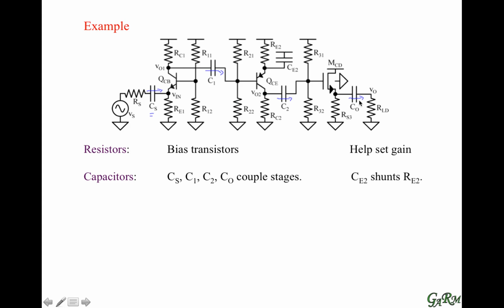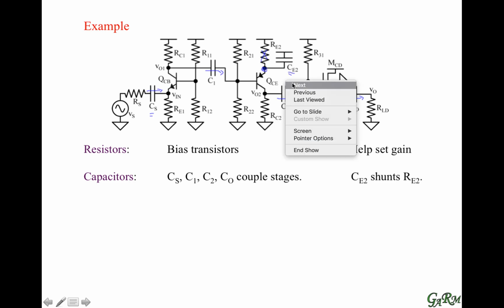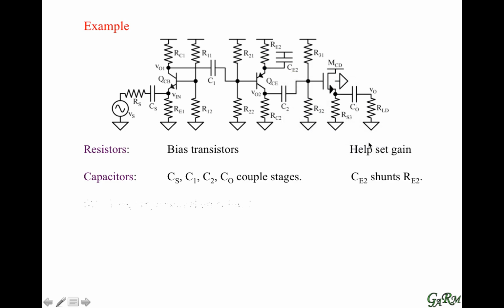We also have capacitors that basically shunt away the effect of resistors. CE2, for example, basically shorts the effects of RE2 at higher frequencies. And that way it can remove the effects of RE2 at higher frequencies. However, RE2 is still, nevertheless, used to bias the transistor at low frequency, at DC. But as we apply small signals at higher frequency, the effect of that resistor disappears because CE2 shunts it away.